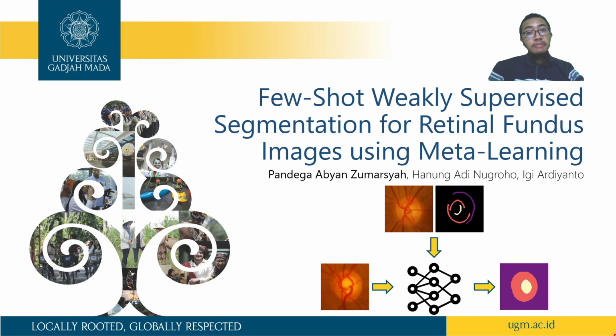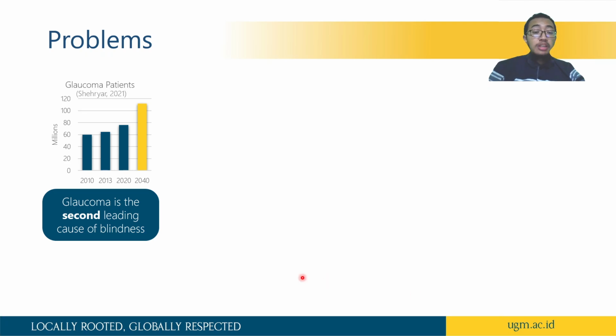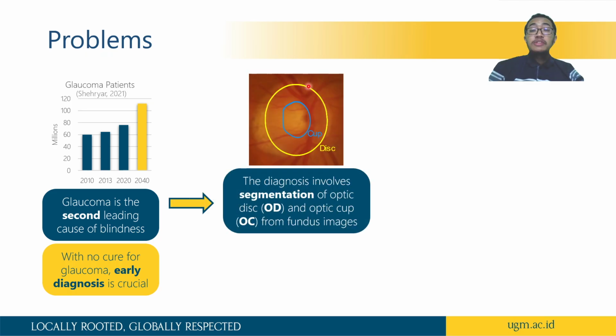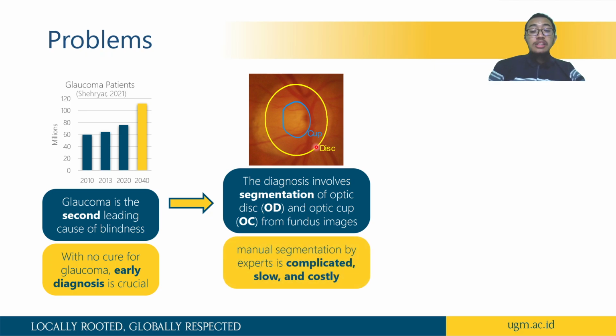I'm with Professor Hanung Adinugroho and Dr. Iki Ardianto. So the main problem here is glaucoma, which is the second leading cause of blindness with around 80 million cases in 2020 alone, and glaucoma has no cure, so early diagnosis is crucial. The diagnosis itself involves the segmentation of optic disc and optic cup. However, it is complicated, slow, and costly.